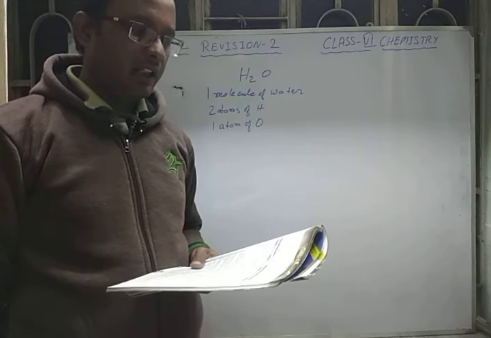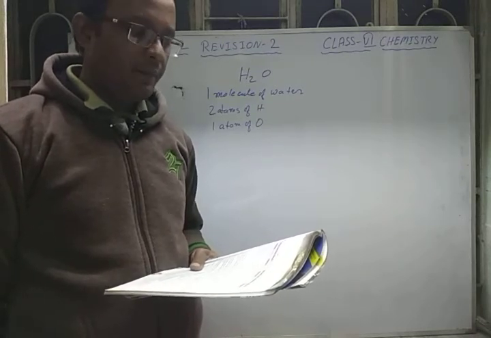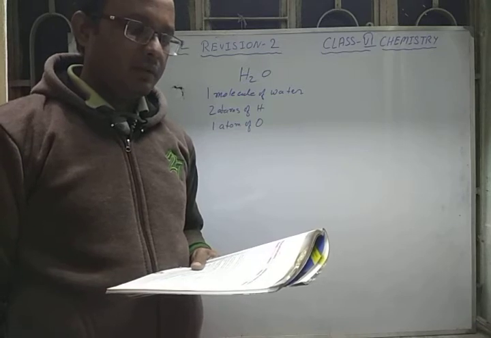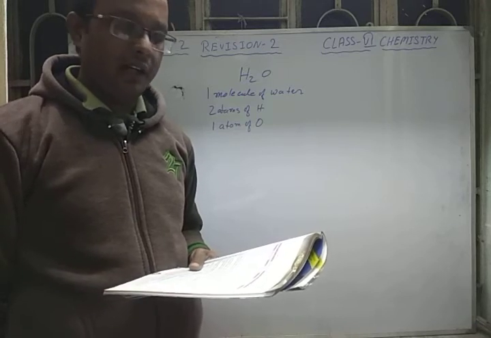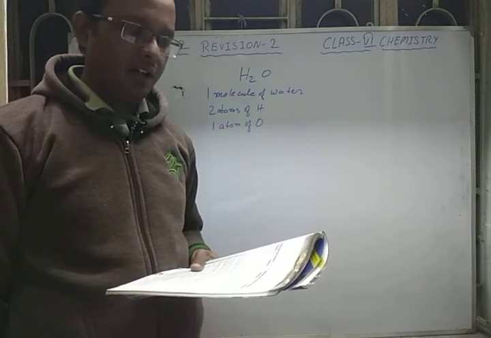Generally there is a chart given. Suppose lithium, sodium, potassium, hydrogen, they are monovalent. Oxygen, magnesium, zinc, they are divalent. Boron, aluminium, trivalent. Carbon, silicon are tetravalent.